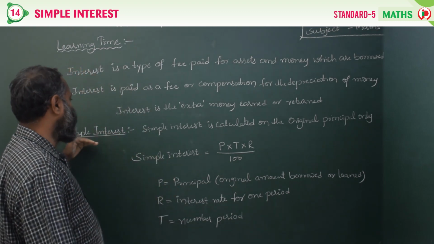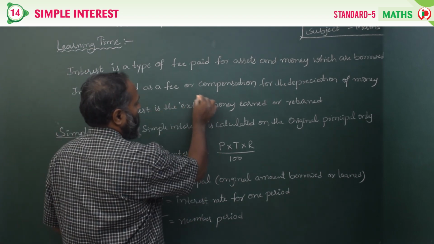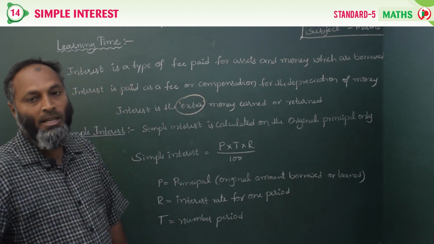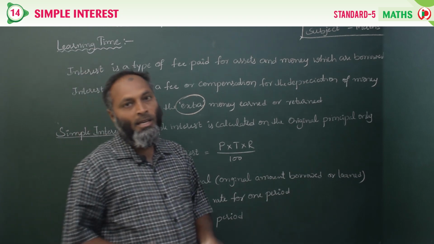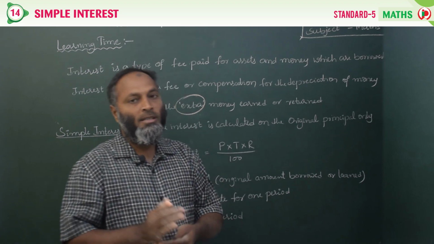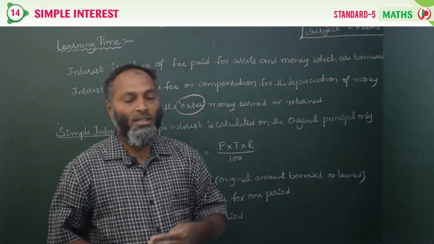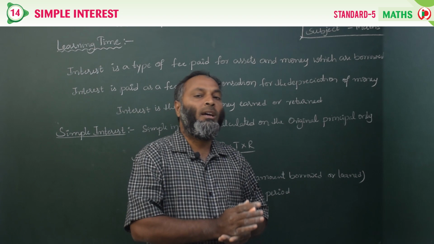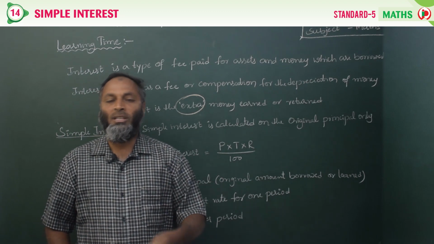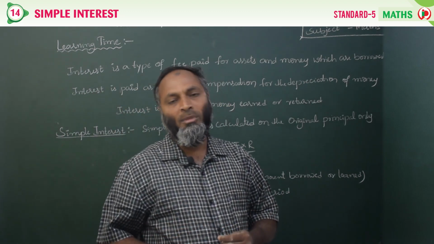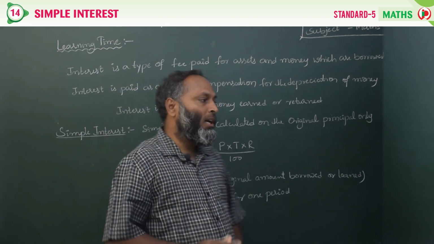What is interest actually? Interest is the extra money. This is the extra money earned or returned. Whatever we take as a loan from others or from the bank, we pay some extra amount. Suppose we take 1000 rupees from the bank, then after 1 year or after 6 months, whenever we repay the amount, we should pay some extra amount. Whether it is 1050 rupees or 1100 rupees we repay, the extra amount is the interest.